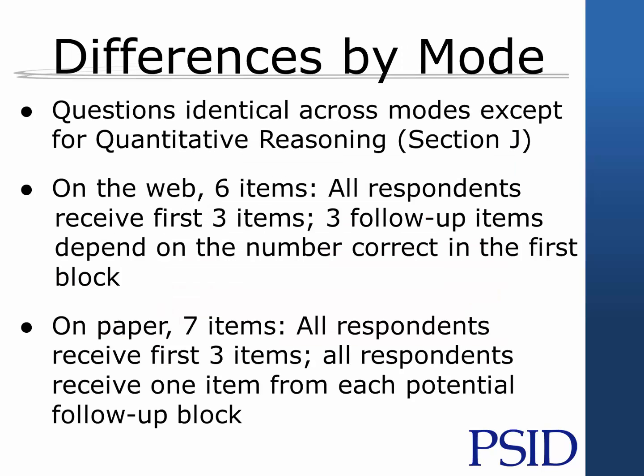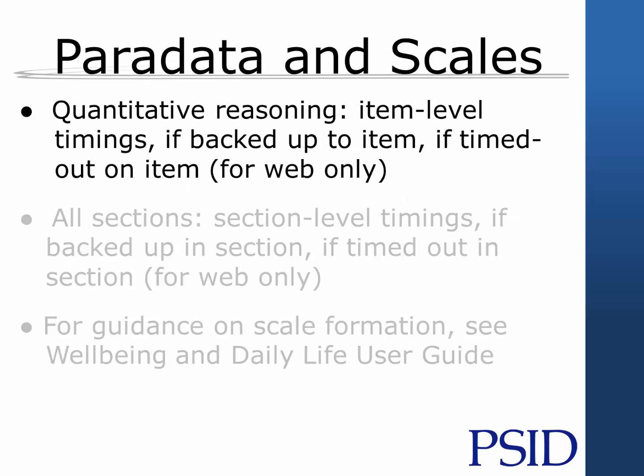The questions were identical across modes, except for the quantitative reasoning section. On the web, respondents received 6 items in this section. All web respondents were asked the first block, consisting of 3 items. A second block of 3 items depended on the number answered correctly in the first block. On paper, respondents received 7 items in all, 3 from the first block, and then the middle item from each potential follow-up block. Detailed paradata about completion of the quantitative reasoning items has been provided.